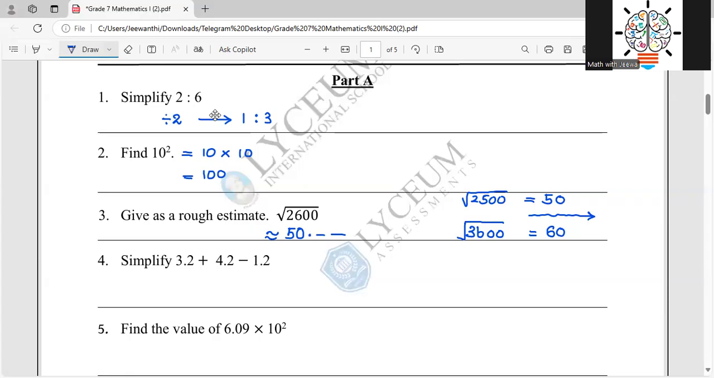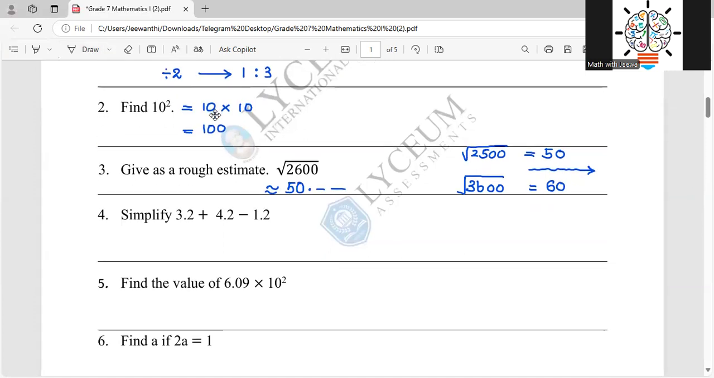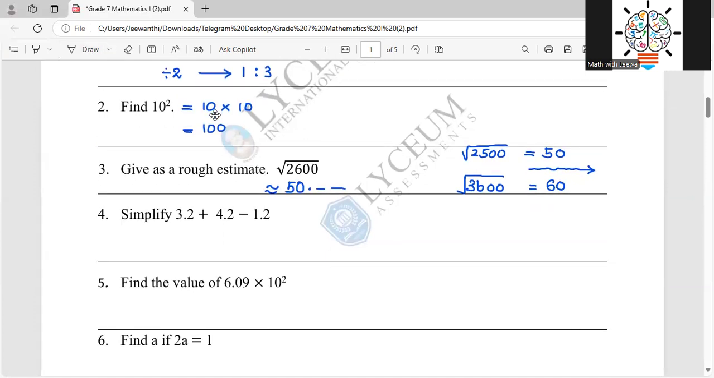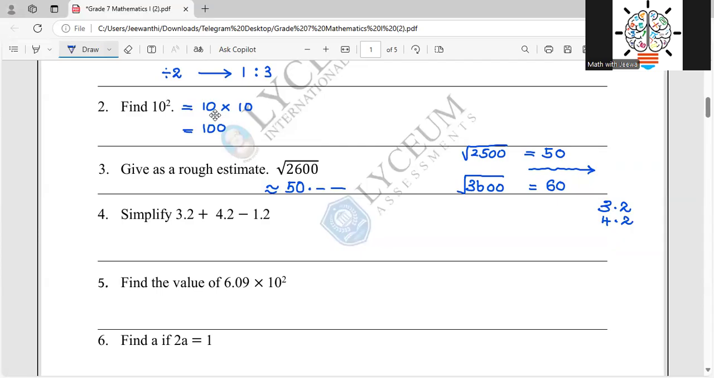Therefore, this should be 50 point something, right? So then the next one that we want to simplify, how we are going to simplify this. So then first you can add them, right? In that case, what you can do, you go to the right side corner, you write 3.2 and 4.2 like this, and you add them.